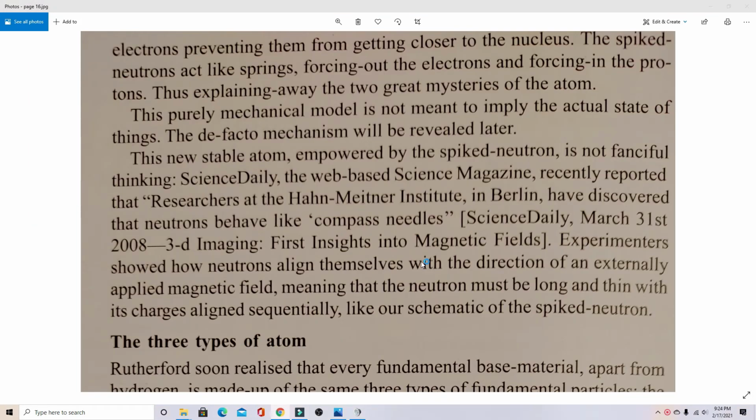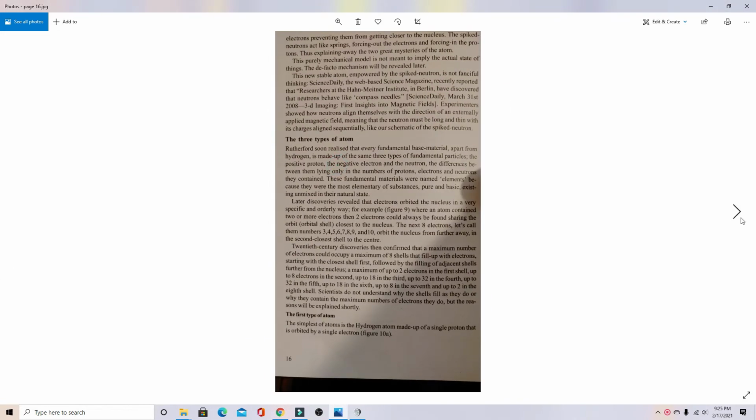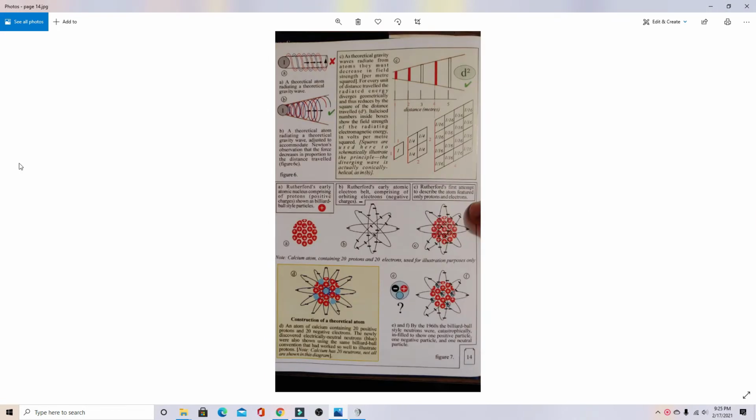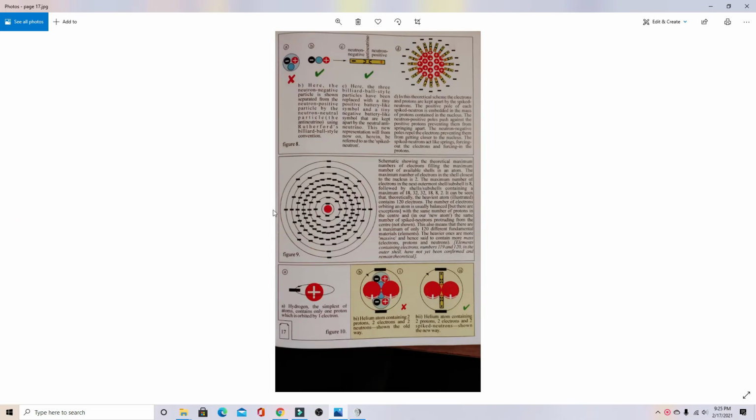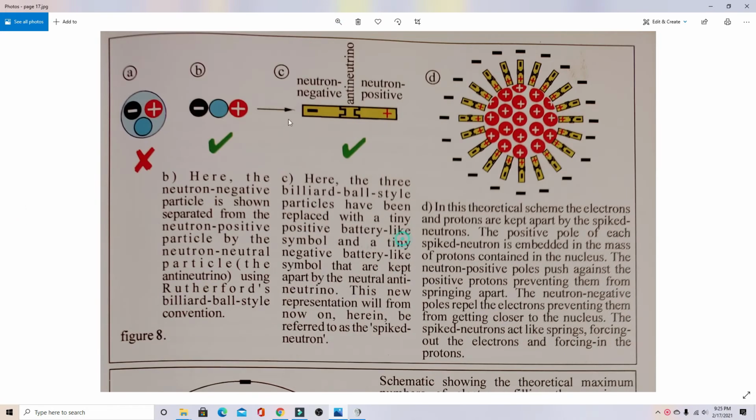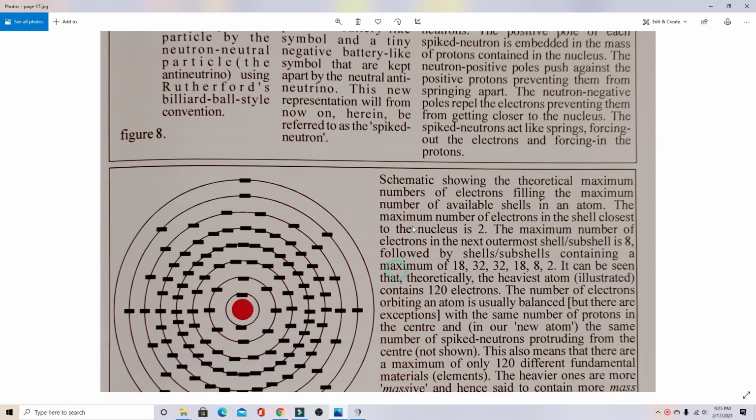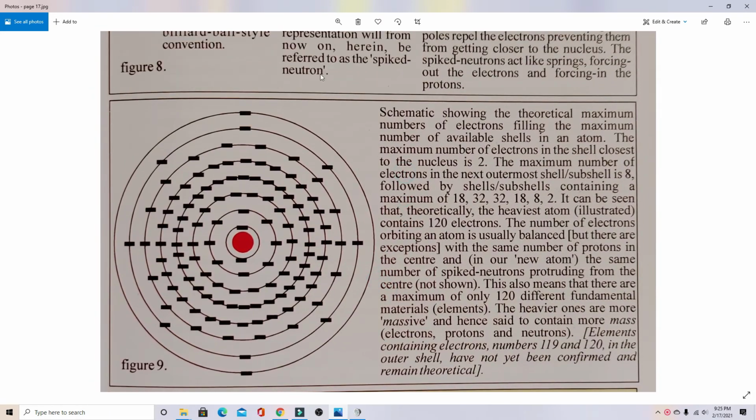All right, so you see why the neutron can be looked at as more of a compass needle based on this study here. So you can understand why he would come up with the structured atom the way he has. Otherwise, get that back, which is a spiked neutron, like this. So we're gonna go forward with the rest of the story.